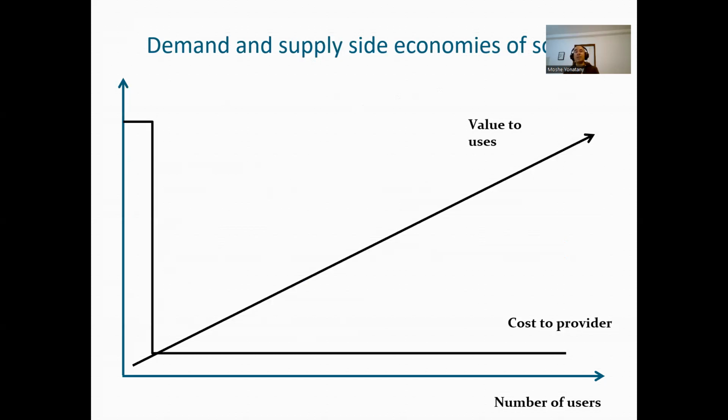And another user comes and increases the value of the product, but this new user also reduces the average cost per user. So if you have billions of users like Google, like Microsoft, like Facebook, you actually are in a place where you make a huge profit, and the collective switching costs actually help you maintain this market position.